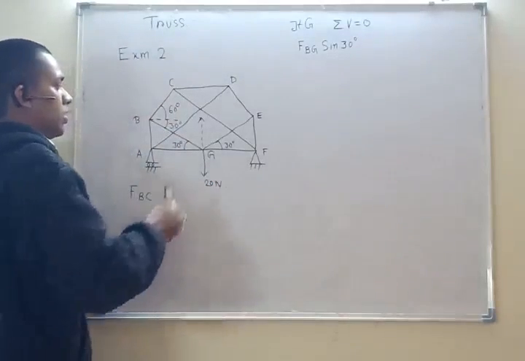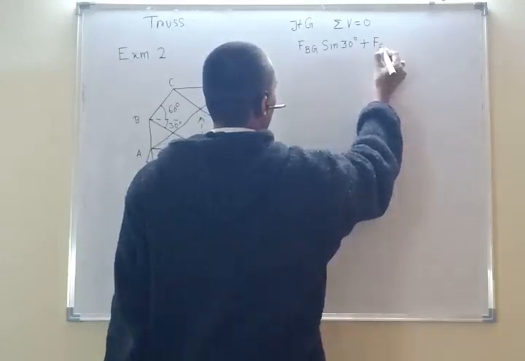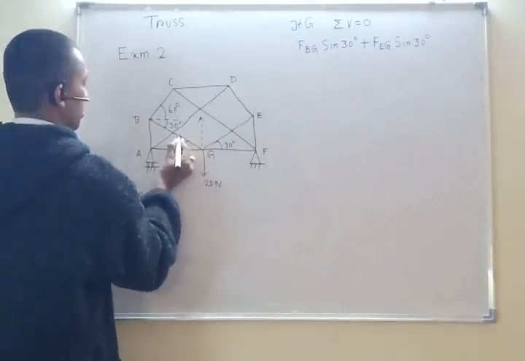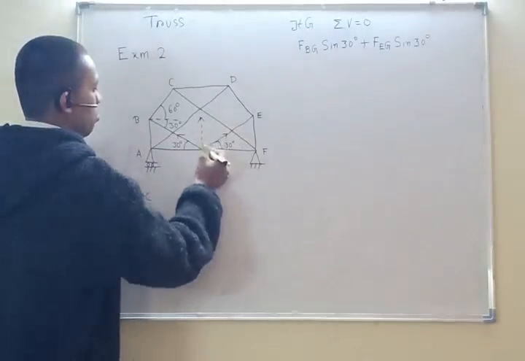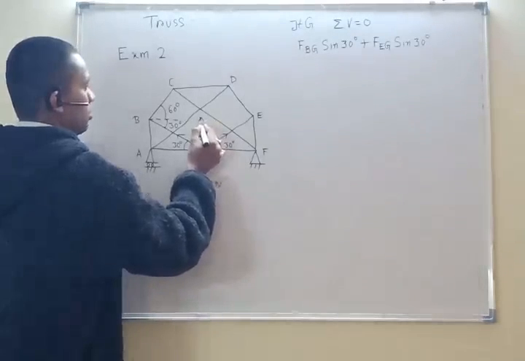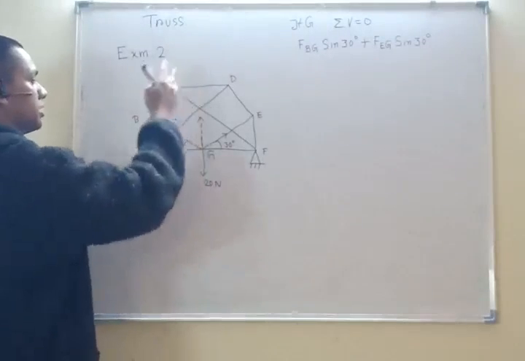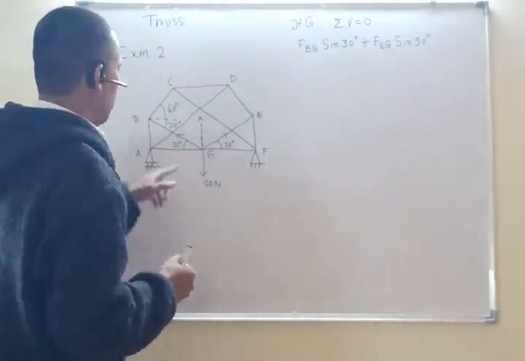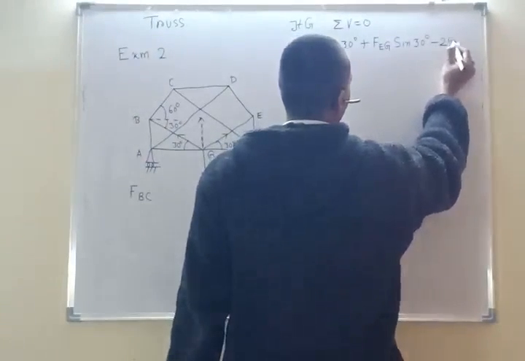Again the same thing will happen to EG. So plus force in the member EG sine 30 degrees. I'm taking the forces upward like this. So the component of GE or EG will be acting like this. So this is force in member BG sine 30 plus EG sine 30. Both are acting upward. I'm assuming the direction is this. Let us see if it is right, then the direction will be right, and if wrong, then we will change the direction. So this is the upward force, and it should be balanced with the downward force. The downward force is 20, so I'm writing minus 20 equal to 0.